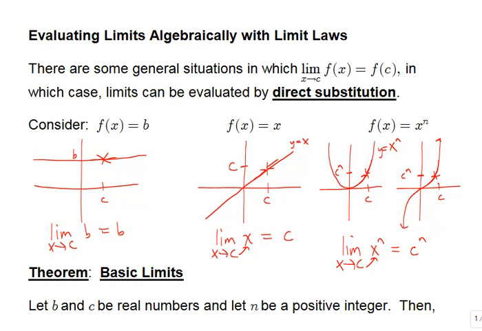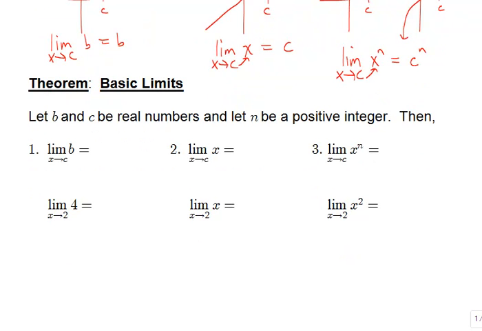So let's formalize this into our basic limits. Suppose that b and c are any constants, any real numbers, and let n be a positive integer. Then what would be the limit as x approaches c of a constant b? That was our first example up here. The limit of a constant is that constant right back, and it doesn't matter what c is. So in other words, the limit of 4 has to be 4, and it didn't even matter what x was approaching. Our next one is our second example from above.